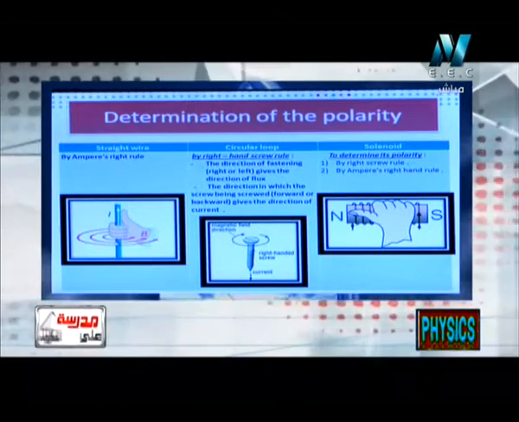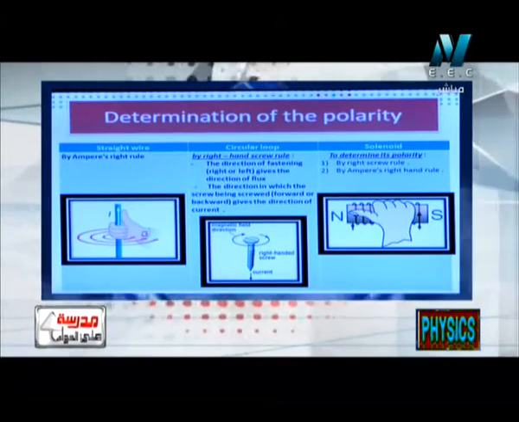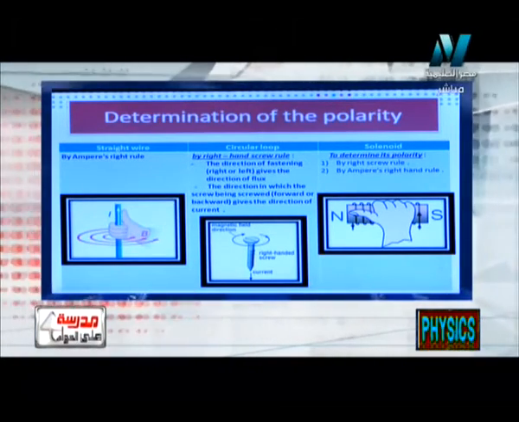Because here, by using Ampere's right hand rule, when a wire is carrying a current and we hold the wire like this, the wrist of fingers represents the direction of flux and the thumb indicates the direction of current. This is Ampere's right hand rule. Of course, it is the same mechanism as the right hand screw rule.